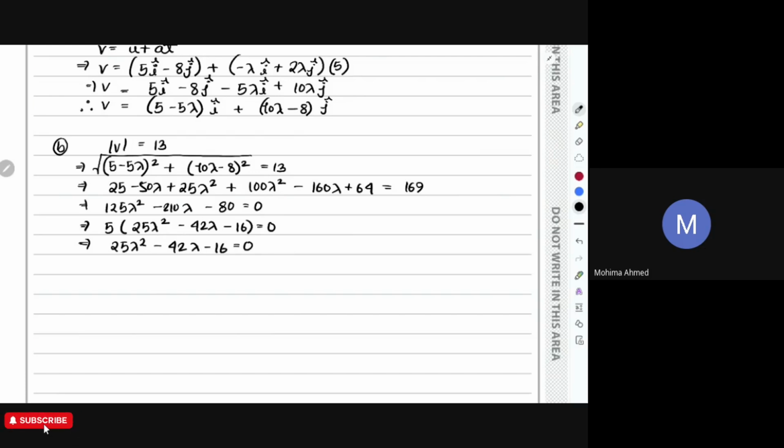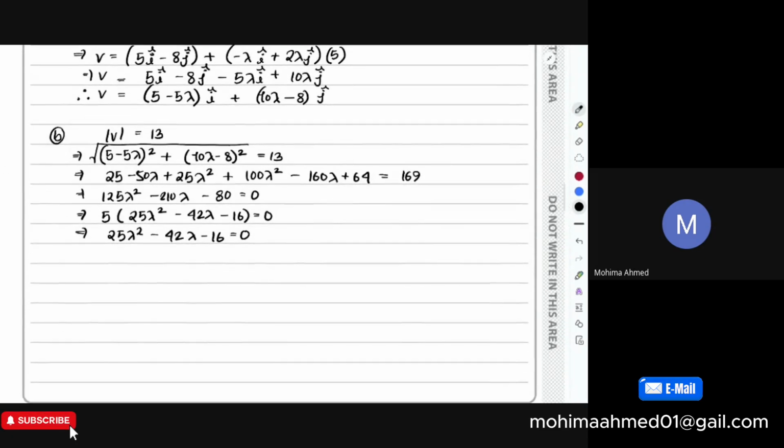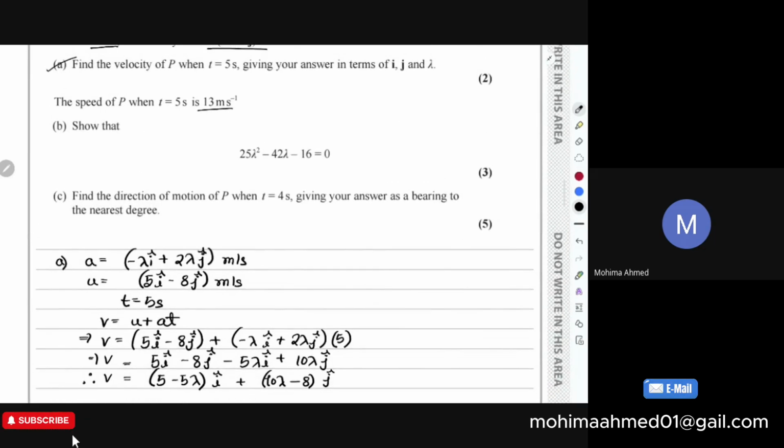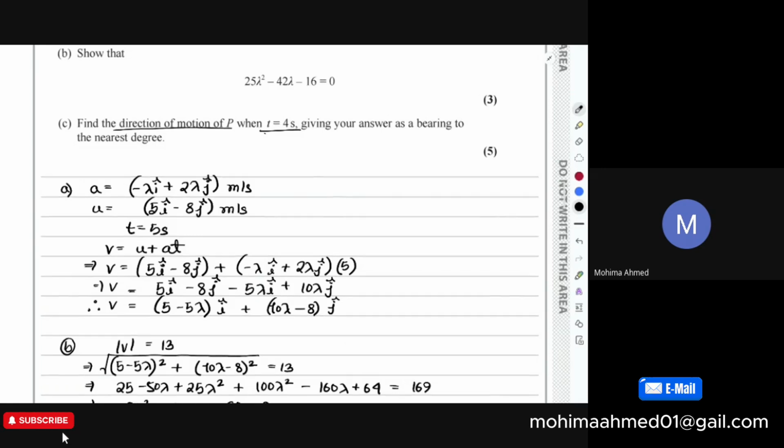From this part, if I have to do middle term, obviously, to find out the value for your lambda. For first part B, I only had to show this. Second part C, now they're asking to find the direction of motion of P when t is equal to 4 seconds, giving your answer as a bearing to the nearest degree. Again, they're asking only for the degree and direction of motion, not about the magnitude or anything.